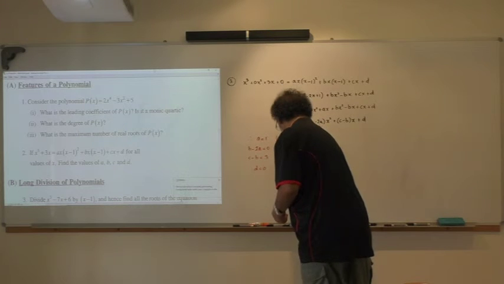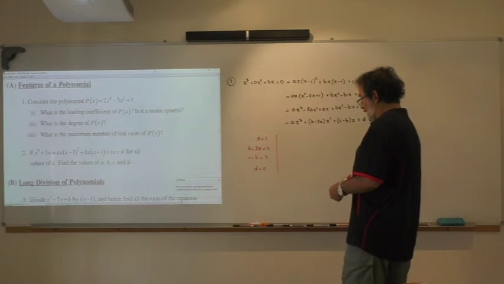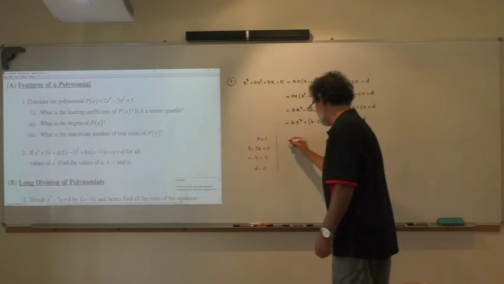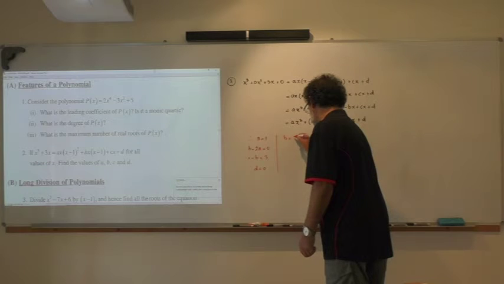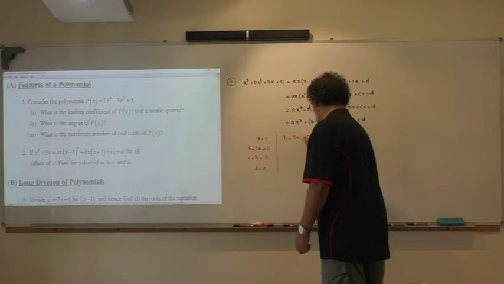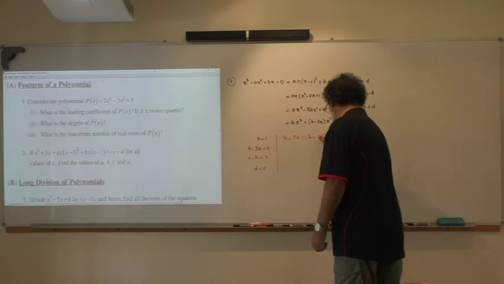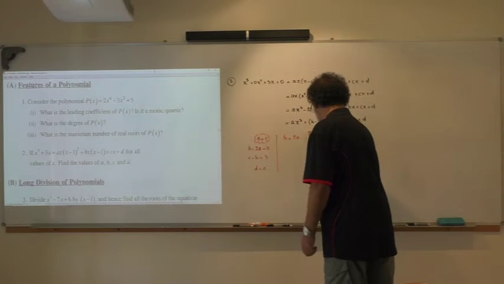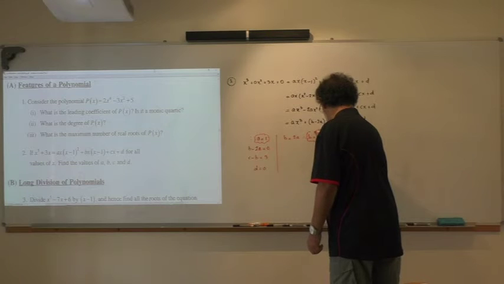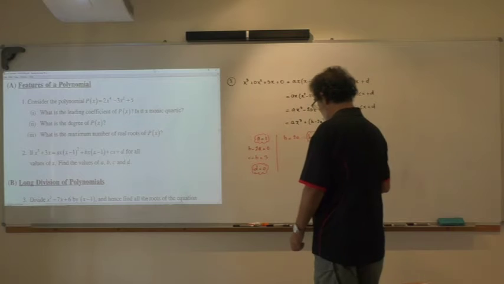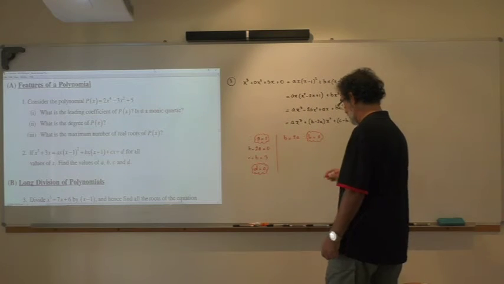All right, so we got all this, and then we need to find the answer for b. So we can say that b is equal to 2a. We already know the answer for a, so therefore b is equal to 2. Okay, so we got the answer for a, we got the answer for b, and also we have the answer for d. And then we need to find the answer for c.